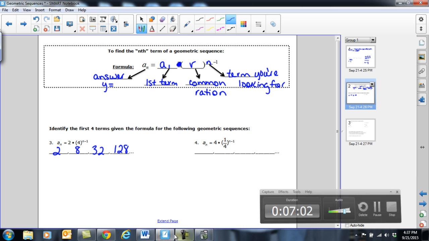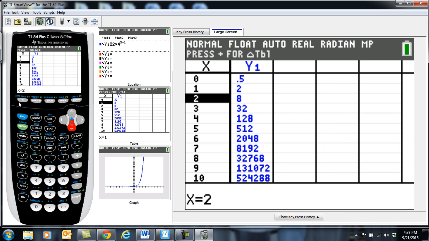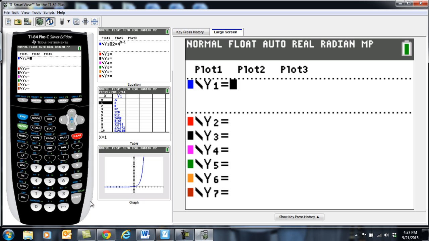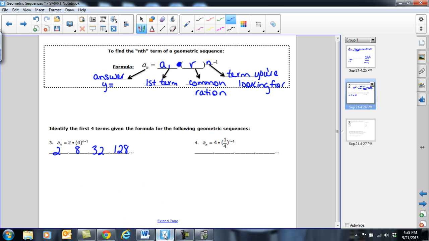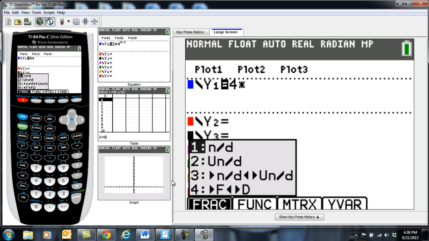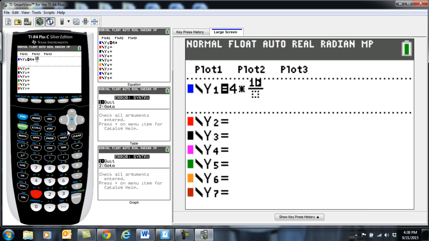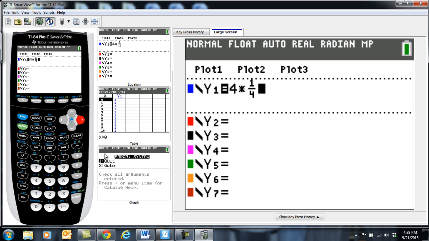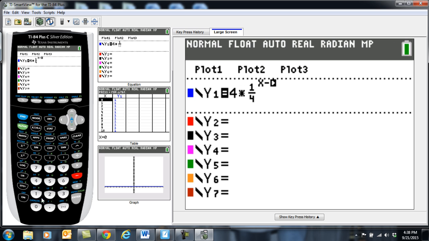So you will go back to your y equals, clear what's there, and we're going to type in 4 times 1/4 to the n minus 1. So you're going to do 4 times, and to make a fraction, if you don't know this already, you press alpha, the green button, and then y equals, and you get this little menu down here. If you hit enter, it will make a fraction. And so you do 1, use the arrow key to the 4, and then use the right arrow key to get out of the fraction. Do your exponent to the x minus 1.